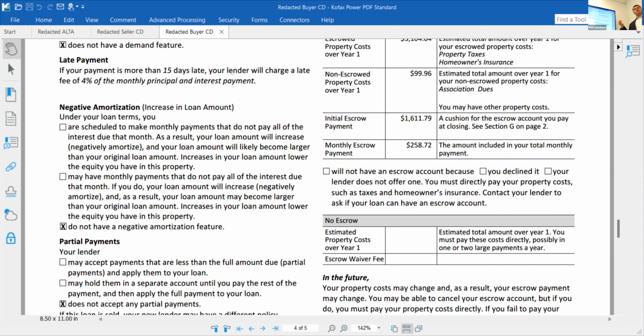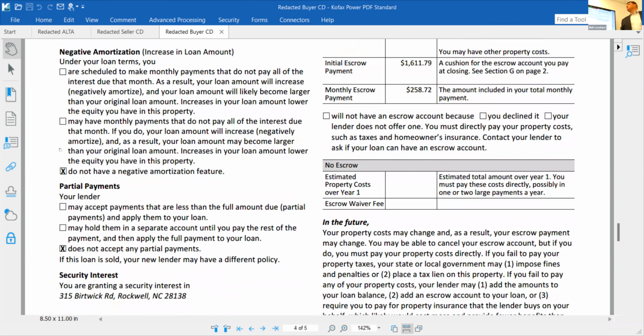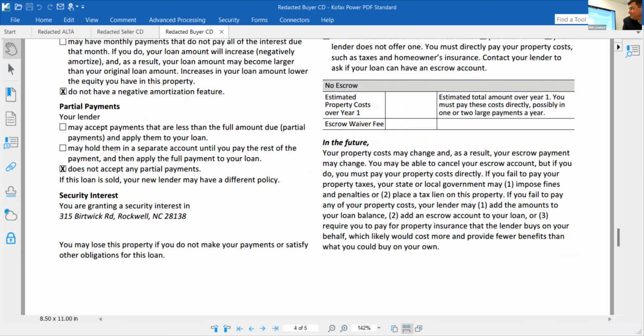You're never going to see this because your lender's not going to allow partial payments. So because of that, that's what negative amortization is. You're just not going to see it. And then partial payments, same thing. There are some lenders that accept partial payments, other lenders don't.